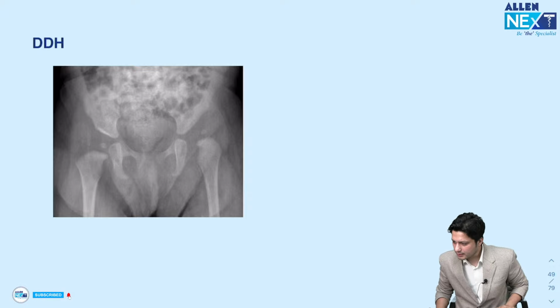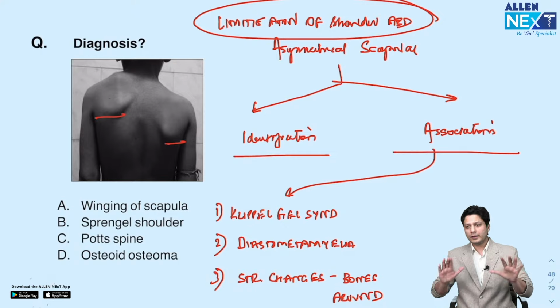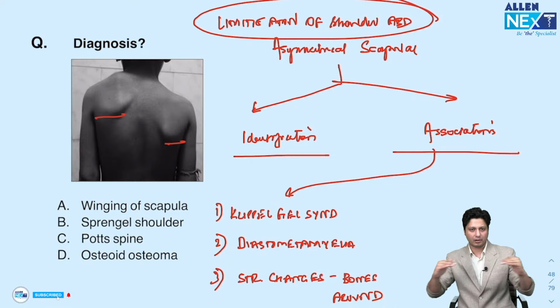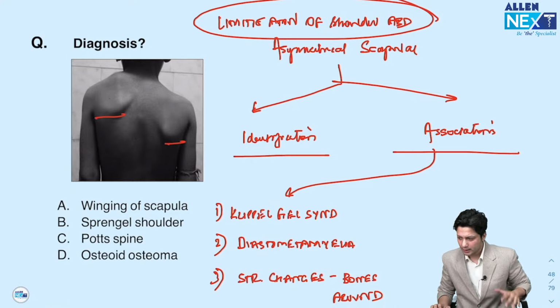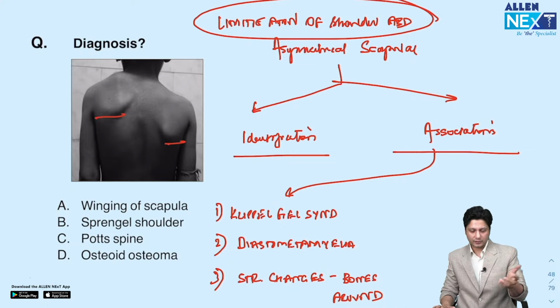SK, you are again asking, is it not winging? Yes, very good. It is not winging of scapulae. Winging of scapulae means there will be more prominence of the medial aspect of the scapulae, and both the scapulae are going to be at the same level. So this is not winging of scapulae. Yes, this is a Sprengel shoulder.